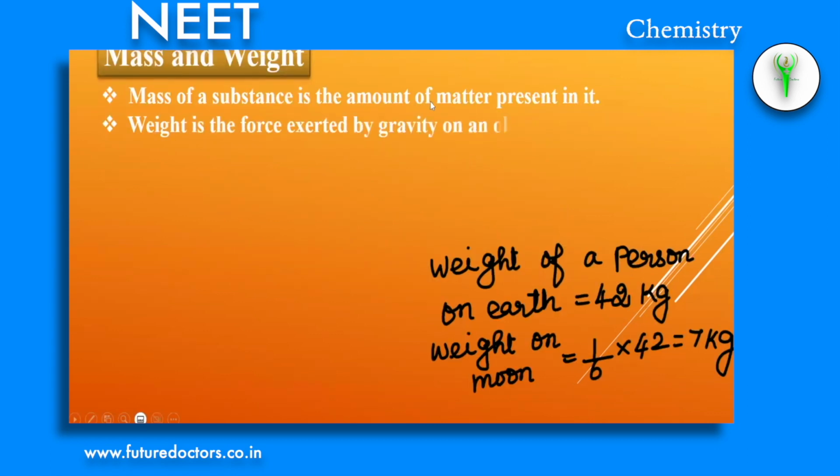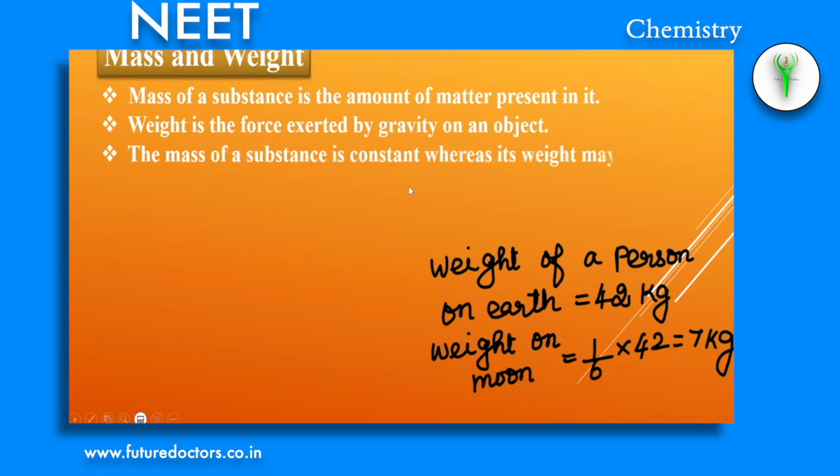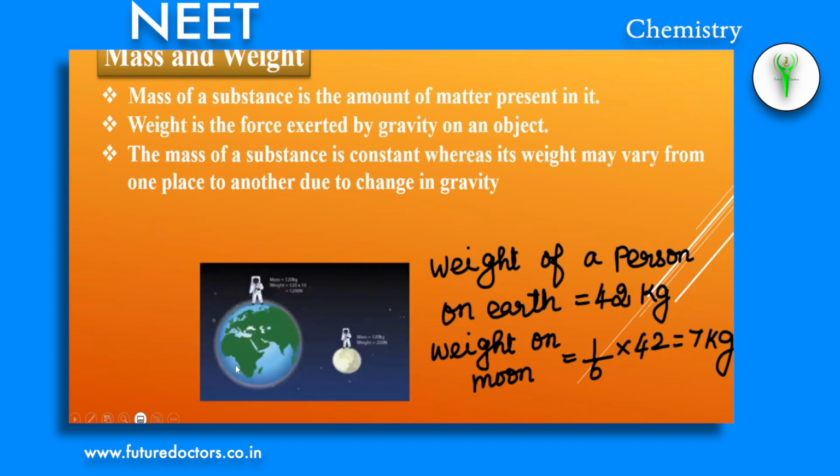The mass of a substance is the amount of matter present in it. Weight is the force exerted by gravity on an object. So the mass of a substance is constant, whereas weight varies from one place to another due to change in gravity. Consider the weight of a person on earth and on the moon. Suppose a person weighs 42 kg on earth, what will be his weight on moon?